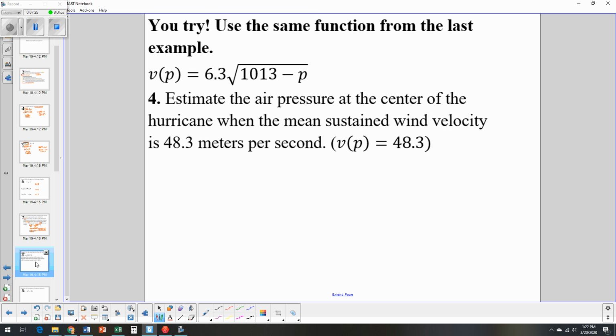So the one you're going to try is very similar, same exact equation, but now they're telling you that the sustained wind velocity is 48.3 meters per second. So we're finding that V of P is equal to 48.3, and we're going to find P again. You can go ahead and round that to a whole number. Pause it when you're ready, and unpause when you're done. You should have 954 millibars as your P value.